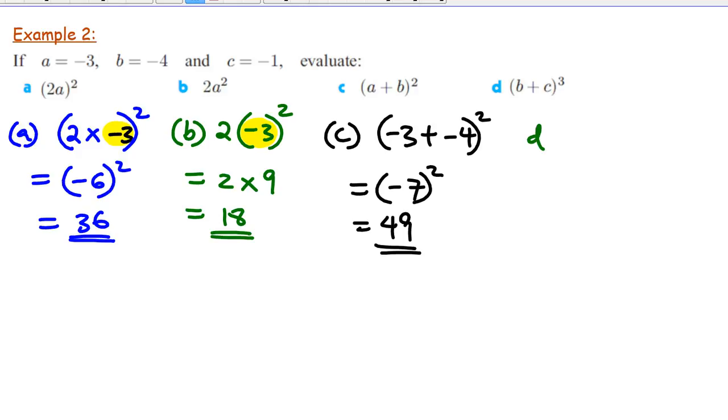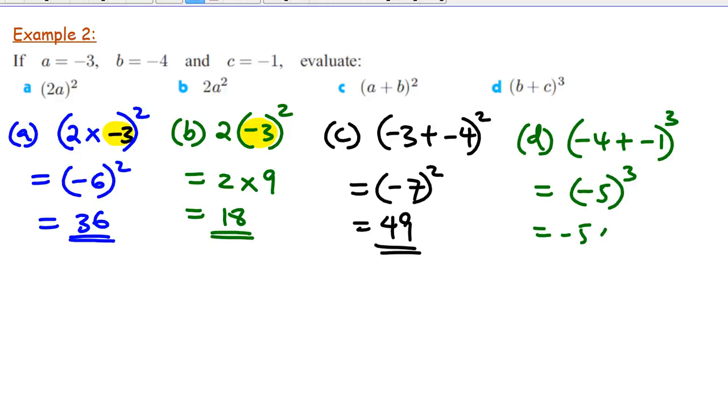D, we have b plus c, which is -4 plus -1, cubed. That is -5 cubed, which means -5 multiplied by -5 multiplied by -5, which will be -125. And again, you can use your calculator to calculate these answers.